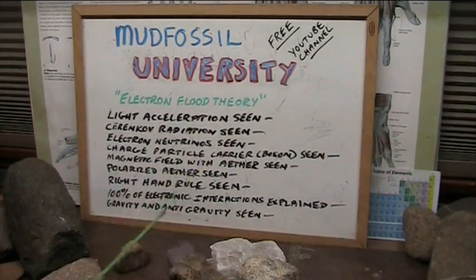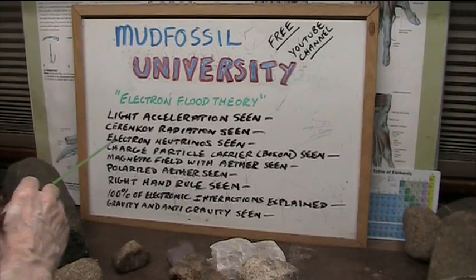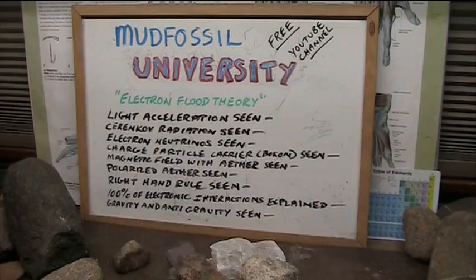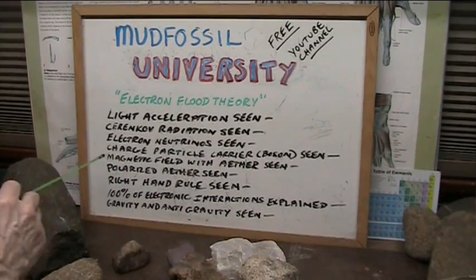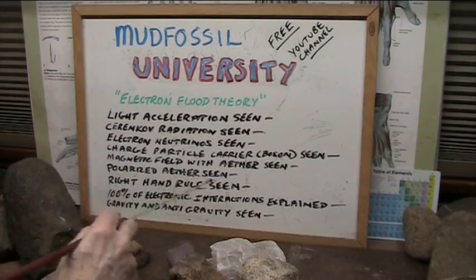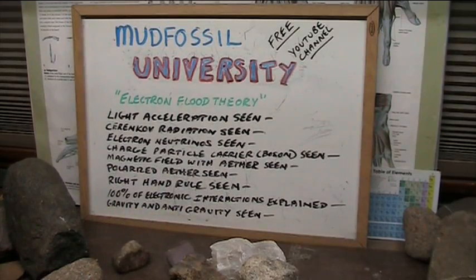Light acceleration will be seen. Cherenkov radiation created by that light acceleration will be seen. Electron neutrinos will be seen. Charged particle carriers, which are the bosons, if that's what they're saying, that's what we see. The magnetic field with the ether will be seen around these charged particle carriers. Polarized ether will be seen that surrounds everything in the atmosphere. It becomes charged as particles flow through and create large magnetic fields.